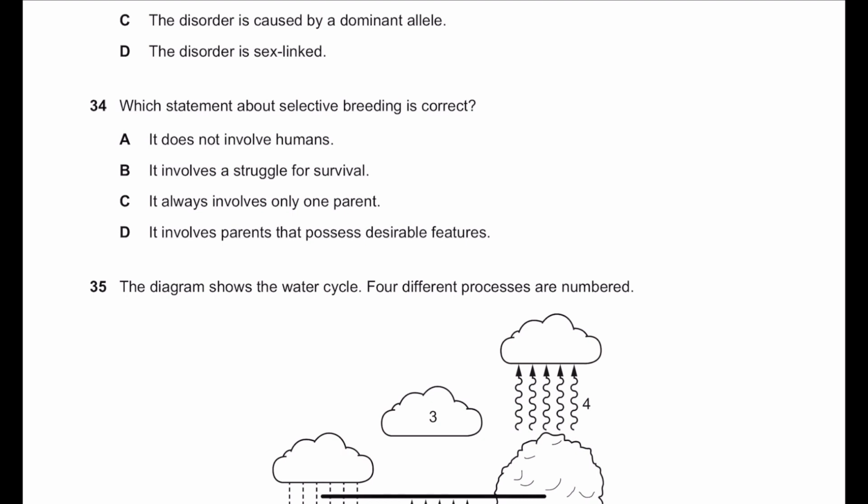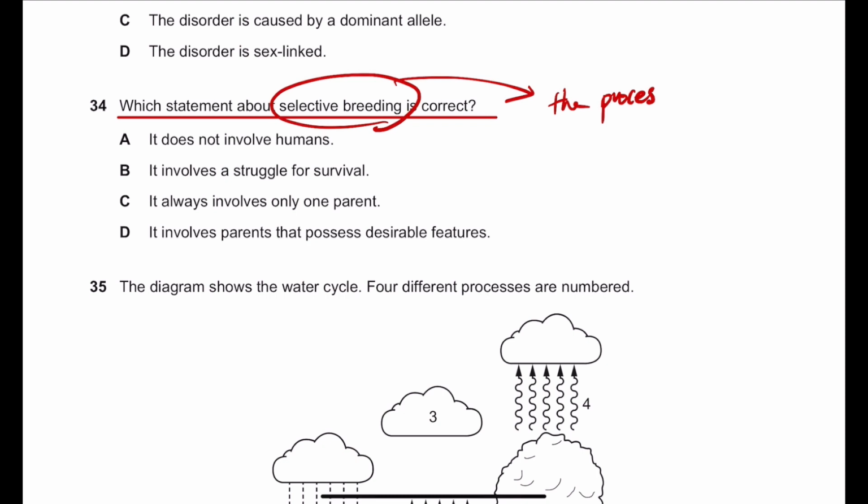Number 34. Which statement about selective breeding is correct? So in order to solve this problem, we have to know what selective breeding is. Selective breeding is the process by which humans use animal breeding and plant breeding to selectively develop certain characteristics.